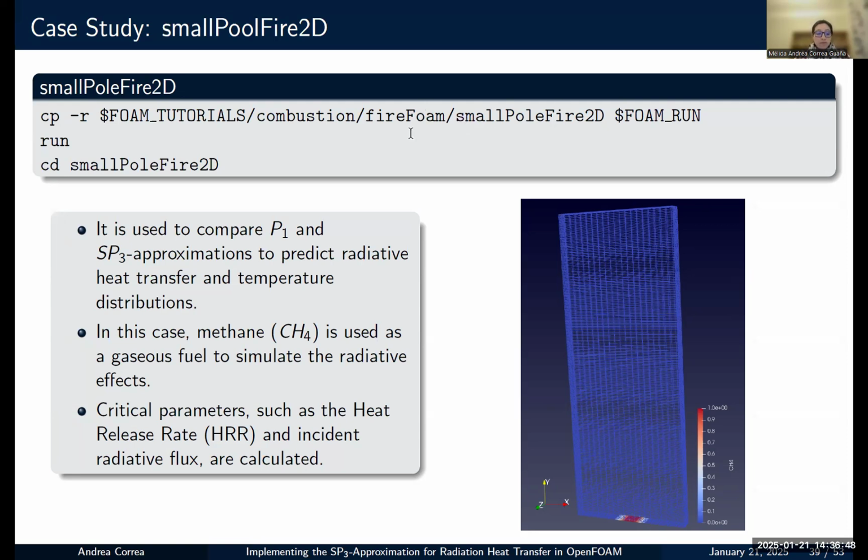In this case, it is based on the simulation of the radiative heat transfer and heat distribution in a fire with methane as a fuel. The principal objective is to analyze how radiation models predict the heat release rate and incident radiative heat flux.